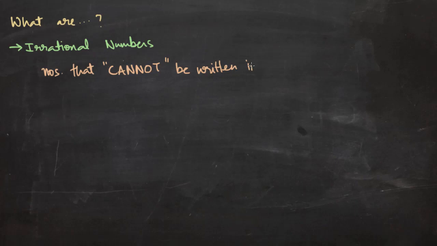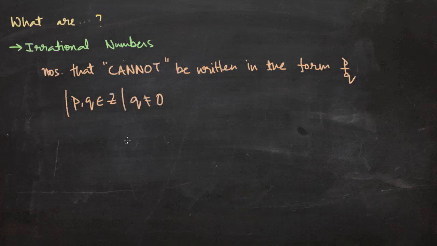in the form. What was the form? The form was P by Q. And of course, without saying, P and Q belong to the integer set, and Q cannot be equal to 0. Correct? So irrational numbers are all those numbers that cannot be of this particular form of P by Q. Again, this is how we define it theoretically. Let's look at a few examples.